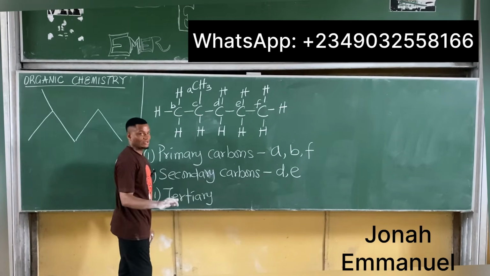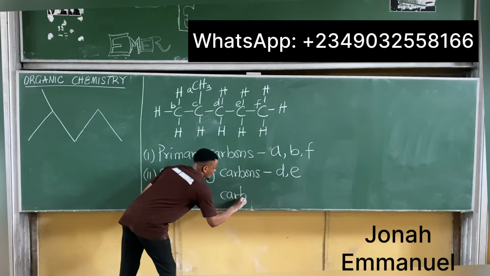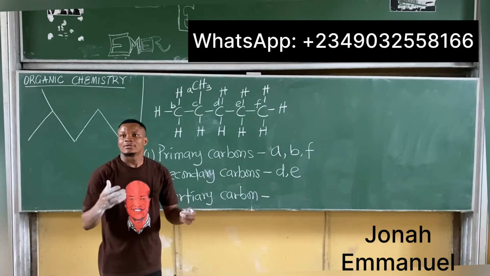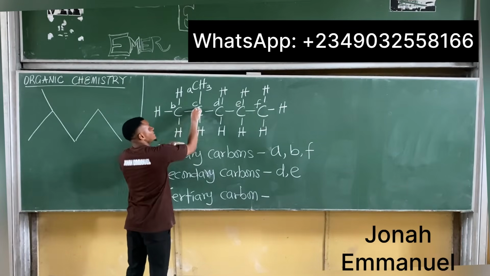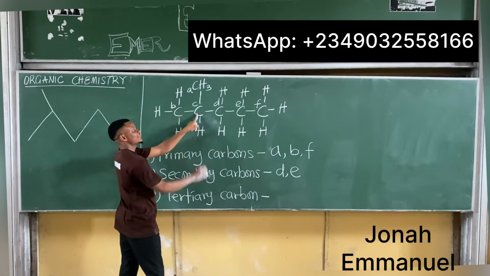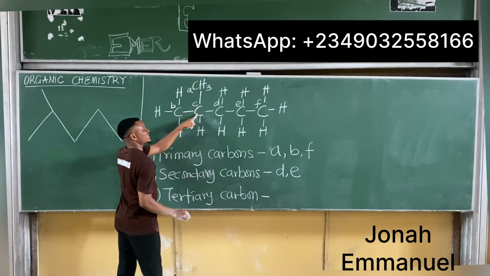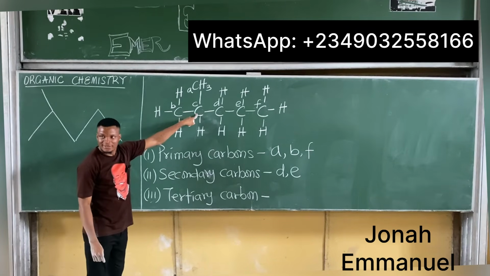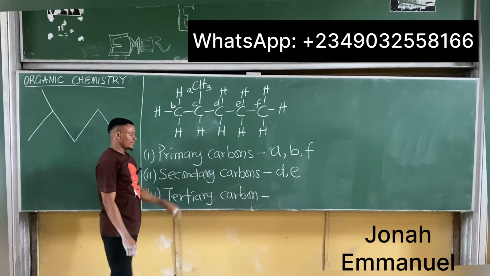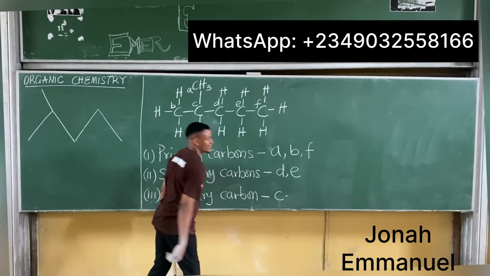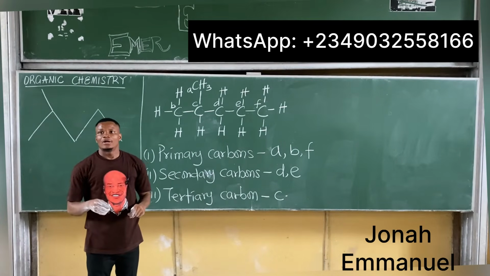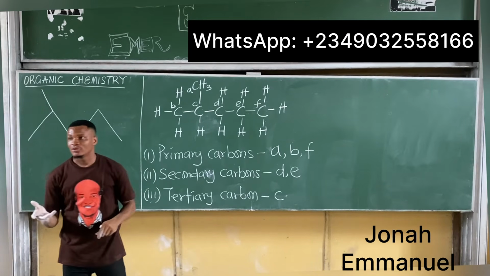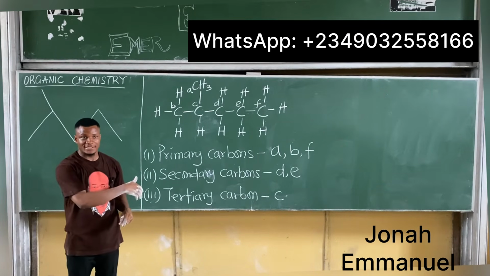Finally, let's look at tertiary. For tertiary, look at C. C has one attachment, two attachments, and three attachments. So because of that, it is a tertiary carbon. That's it. So carbon C is tertiary. Do we get this or should I give you a note? I'll give you a note. Do you get this? Yes.